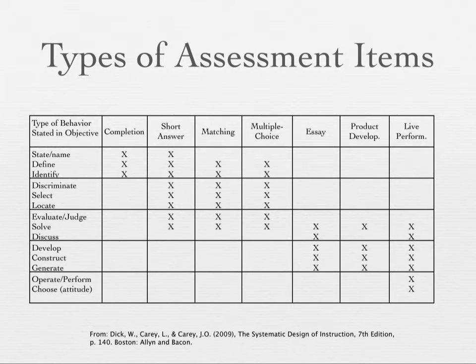And again, in this case, I've simply recreated a table provided in the Dick and Carey text, in this instance on page 140, which summarizes the different types of assessment items and what type of behavior they would map to based on how you've written your objectives.